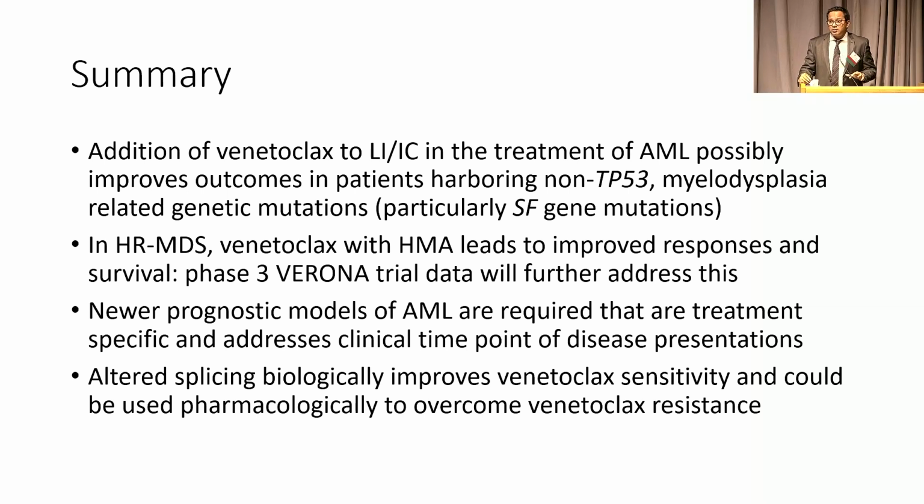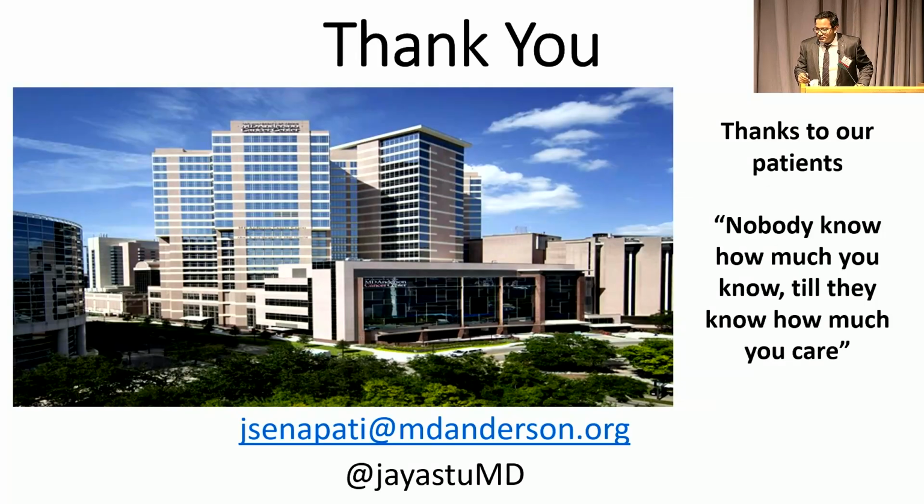Newer prognostic models of AML are important, going beyond just what the patient presents with, but also to include what therapy the patient had and what therapy you're going to do to that patient. Altered splicing biologically improves venetoclax sensitivity, and this could become a potential pharmacological target in the future. That'd be all. Thank you so much.